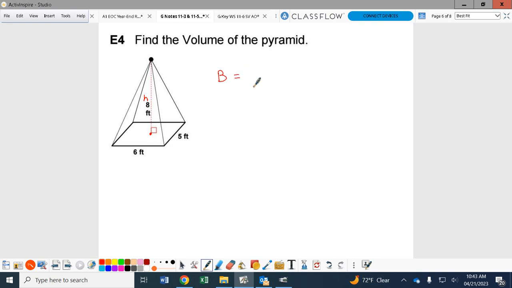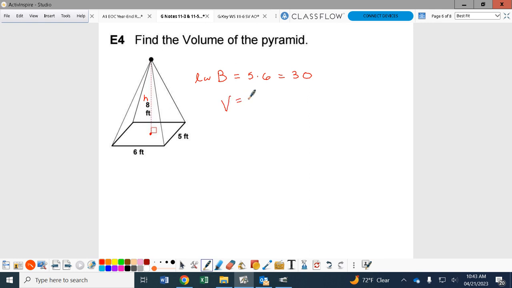What shape is that, guys? Rectangle. What's the formula for the area of a rectangle? Length times width. That's not on your formula sheet, guys. You got to know that one. That's a basic one. They expect you to know that one. So it's going to be, in this case, 5 times 6 or 6 times 5. It doesn't make any difference. That means your area of your base is going to be 30. Then we go to volume.